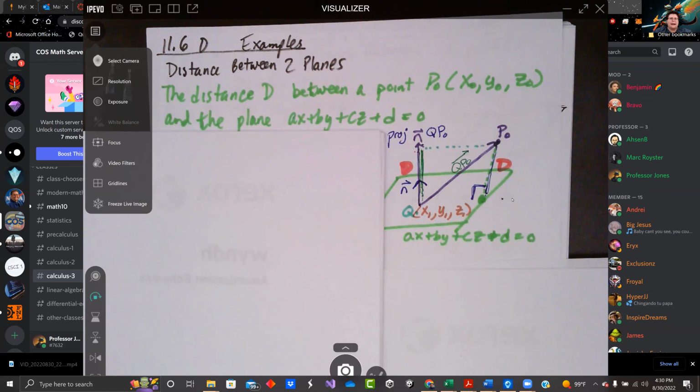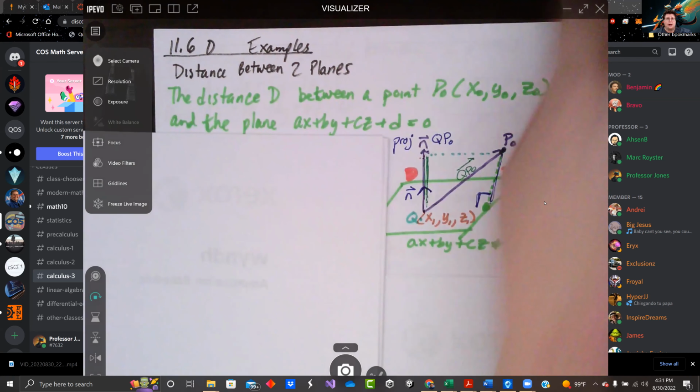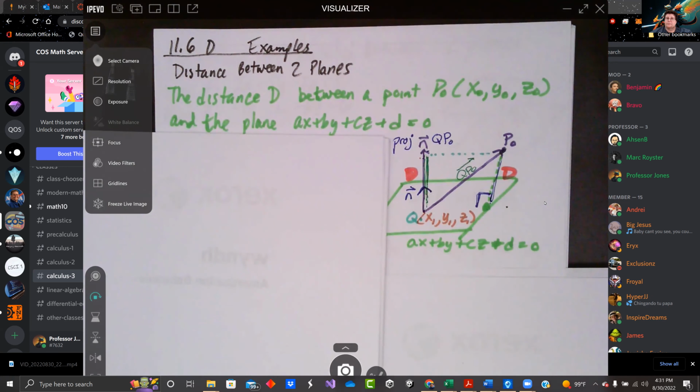Hey everybody, welcome back. Today we're going to talk about the distance between two planes. This is in chapter 11 of the calculus book by Anton. So this is calculus 3 at College of the Sequoias. Let's just jump right into it, get this part done, and get on to an example.